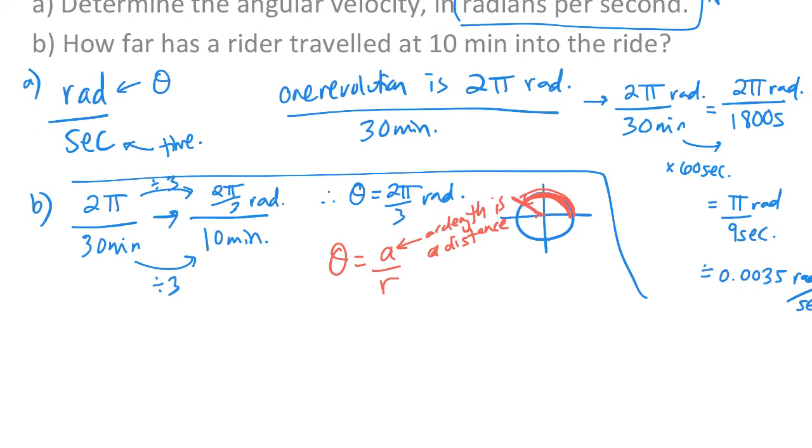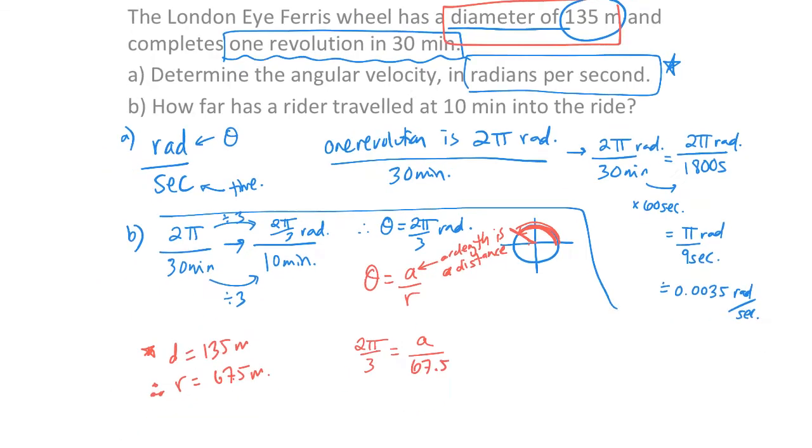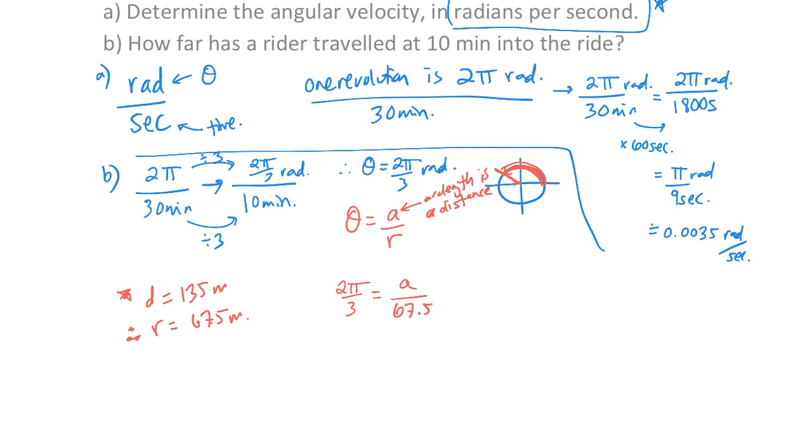Now we know that 2 pi by 3 is our angle. The arc length is the thing that we're looking for, and the radius we know is given to us at the beginning of our problem. So we know that the diameter is 135 meters, therefore the radius has to be half of that, which is 67.5 meters. So we plug that in, and we rearrange our equation to solve. So multiply both sides by 67.5, so we get 135 pi over 3 is equal to A. We can simplify 135 divided by 3 is 45. So there's an exact answer.